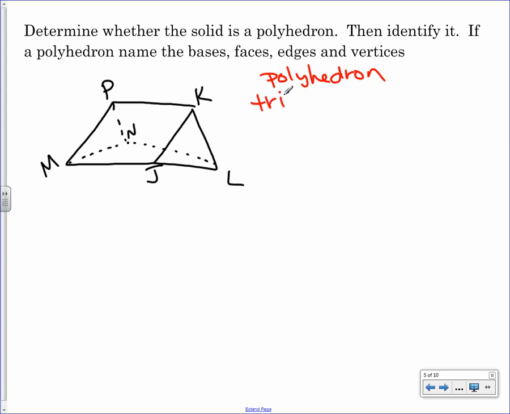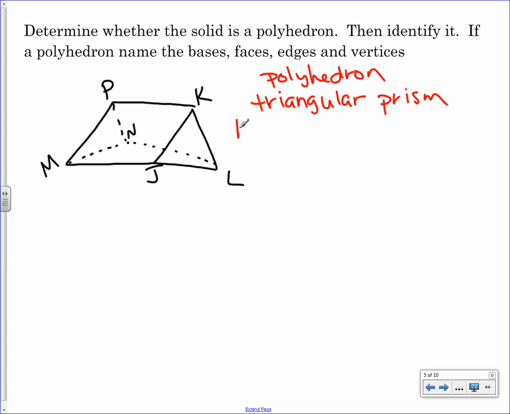Triangular prism. Does everybody understand that it's a prism at least? Right? And then the bases, the parallel sides, are triangles, so it's a triangular prism. Is that okay? Okay. Next part, we have to identify all this stuff.